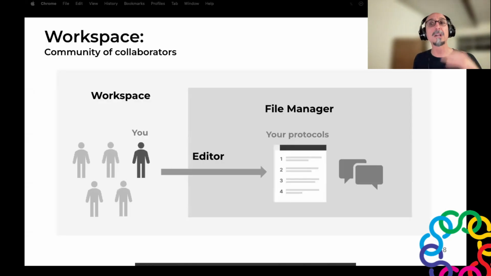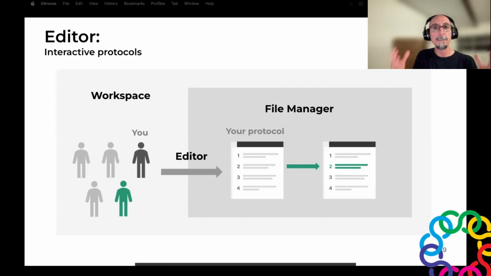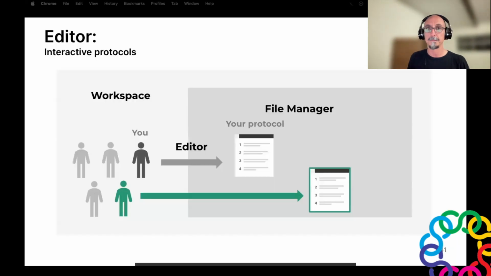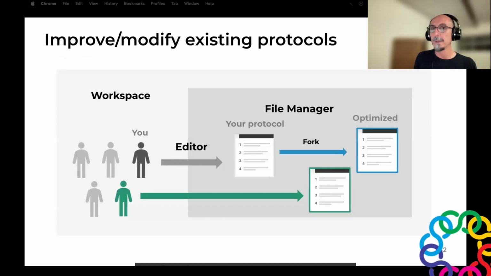Members of a workspace can comment on the protocols that reside in that workspace or ask questions. The members of a workspace can also make changes to these protocols. And as I told you before, there is a detailed log of all implemented changes, which can be reverted if needed. Members can also create their own protocols in that file manager, or take an existing protocol, make an editable fork, and optimize it according to their own needs.